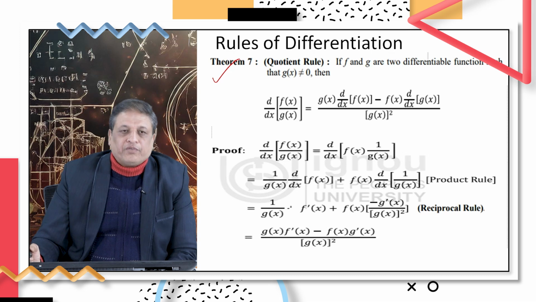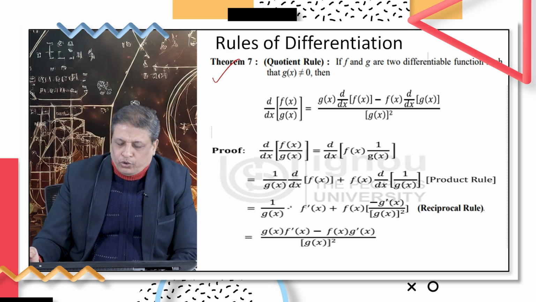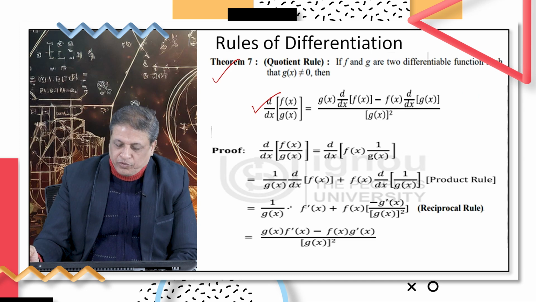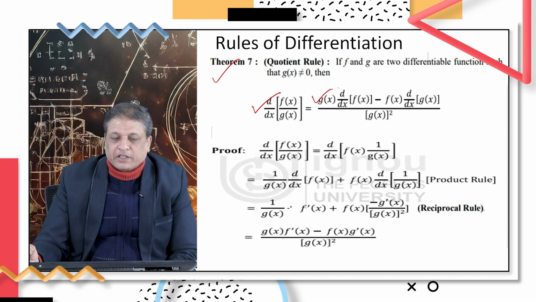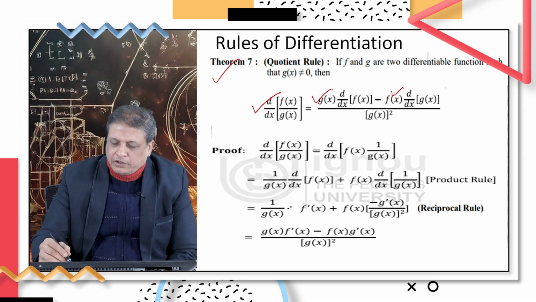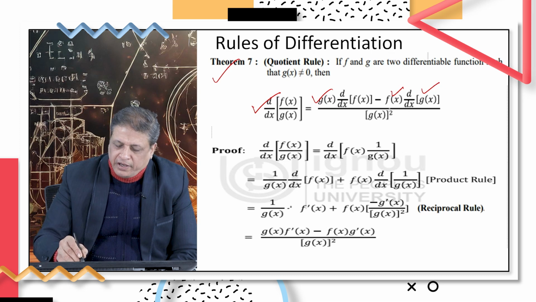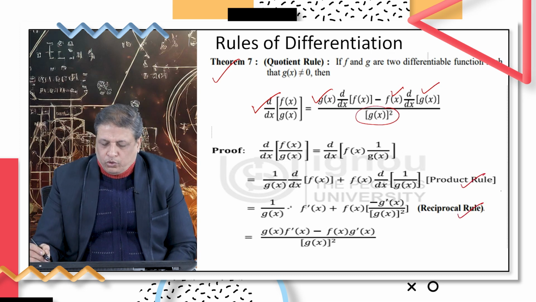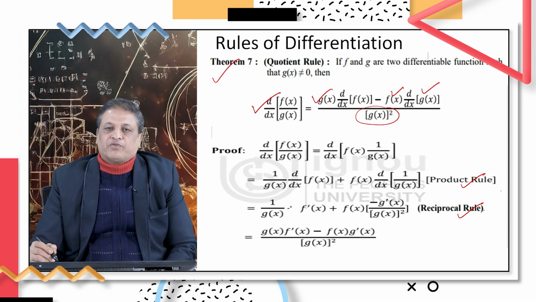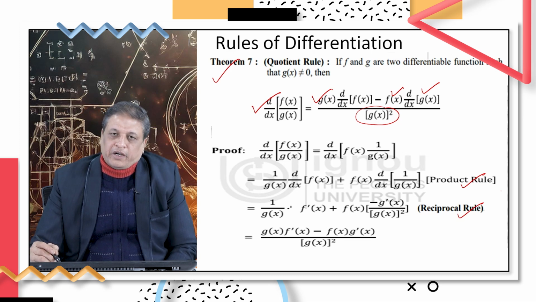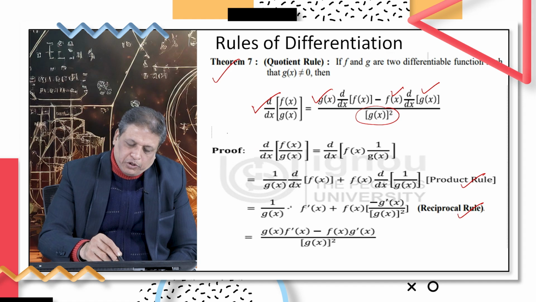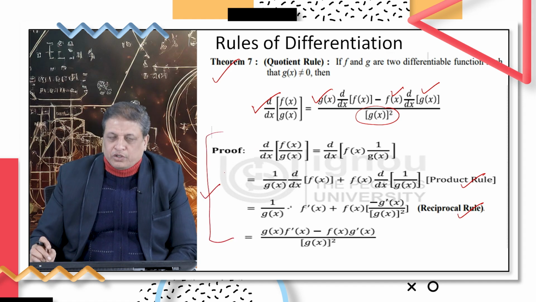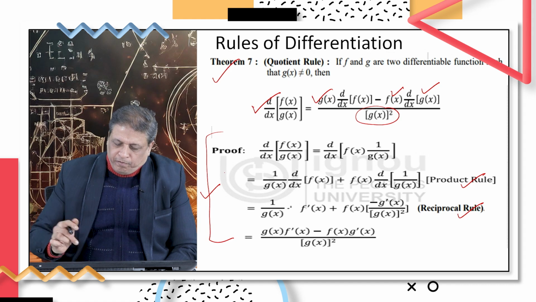On the same lines, we have the quotient rule. The quotient rule says that d/dx of f(x) by g(x) is equal to g(x) into d/dx of f(x) minus f(x) into d/dx of g(x), divided by g(x) square. Applying the product rule and the reciprocal rule and following the steps which were discussed till this moment in this session, you will be able to prove this. So, this is left as an exercise, you just try these steps.